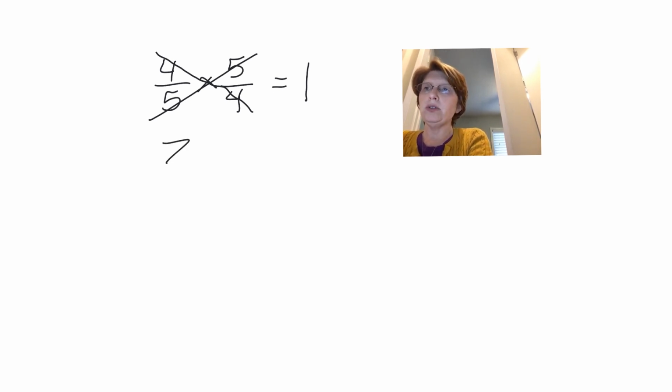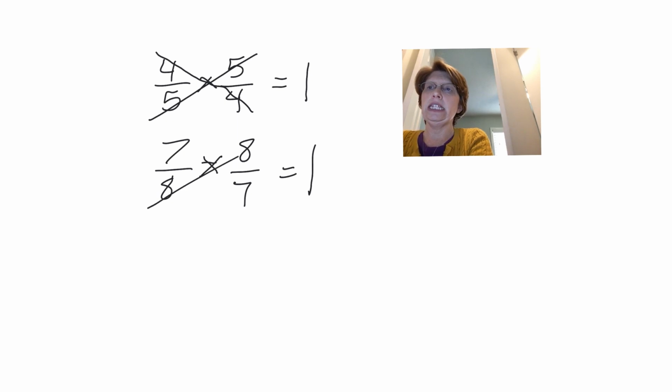So look at number 2. It says 7/8 times what equals 1? Well, all I have to do there is put the reciprocal. 8/7. These cancel, and it equals 1.